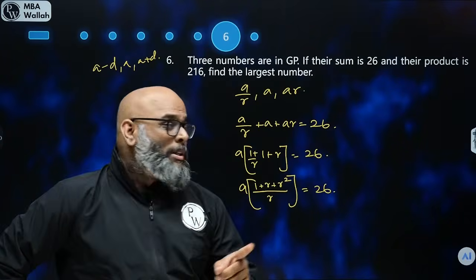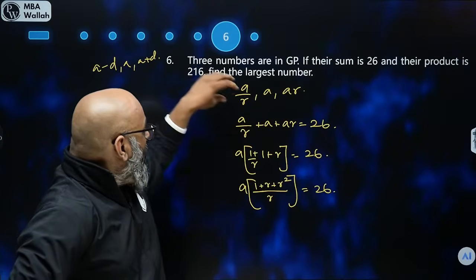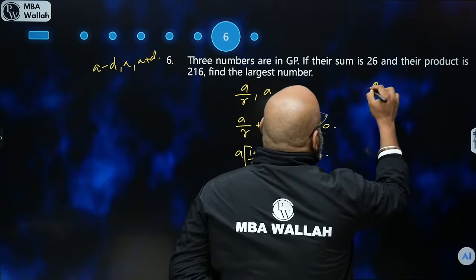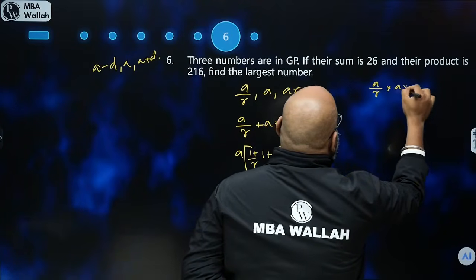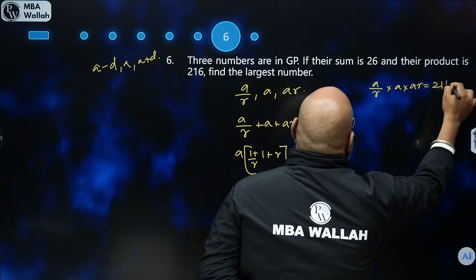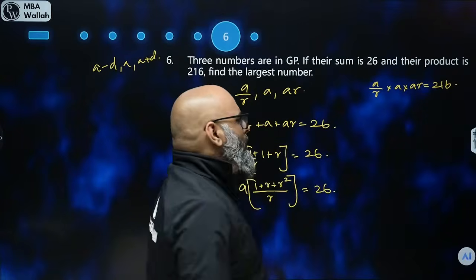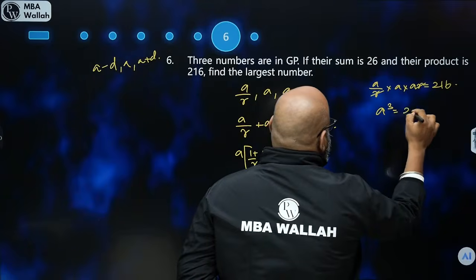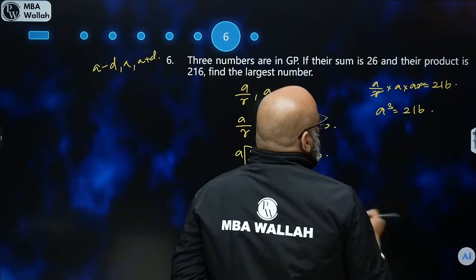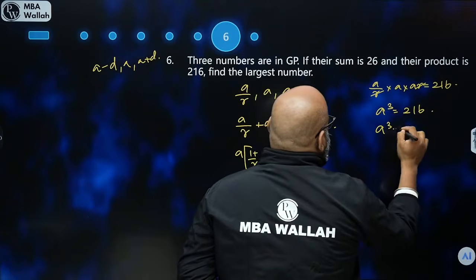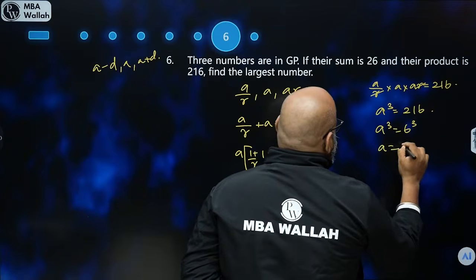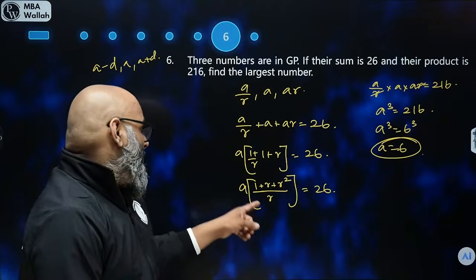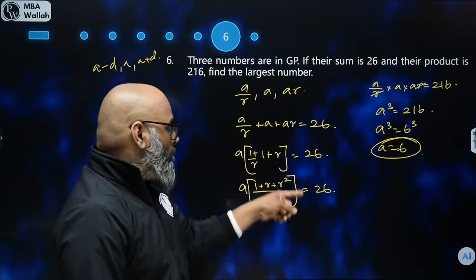So what I'm going to do is look at the other case. Product is given as 216. So what will I say? A by R into A into AR is equal to 216. That's all. In this case, R gets cancelled. A cube is equal to 216. Which cube is 216? A cube is equal to 6 cube. A is equal to 6. Now we have the value of A. We can substitute the value of A here and then solve for R.